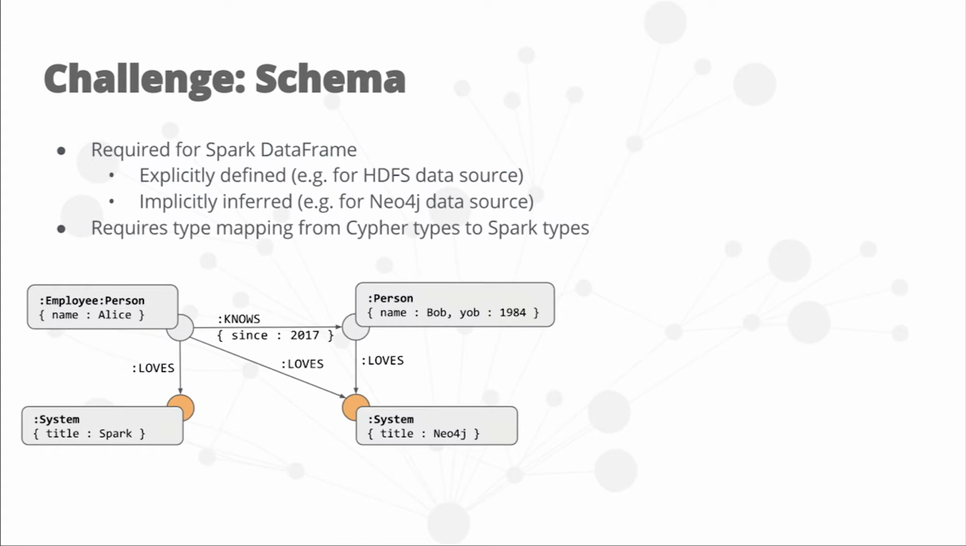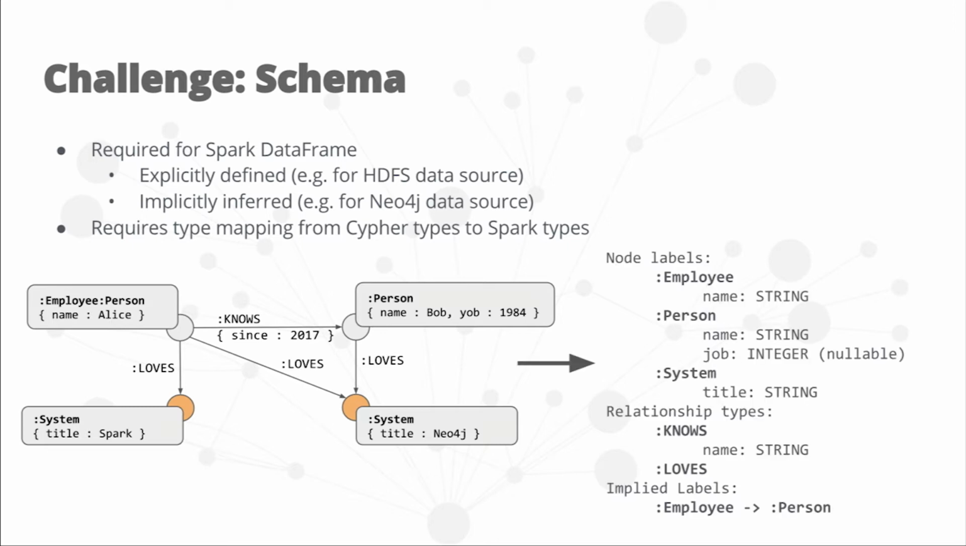So let's assume we have this property graph instance, an example for a social network. We have persons that know each other, some properties and relationships to systems. And for example, a simplified version of the schema would look like this. So we define the node labels. We have employees, persons, and systems. And you see here, for example, that an employee is always a person, at least in this graph. So which means we have an implied label. You see that at the bottom, that if a node has the label employee, it automatically has the label person. So this is important for the next step.